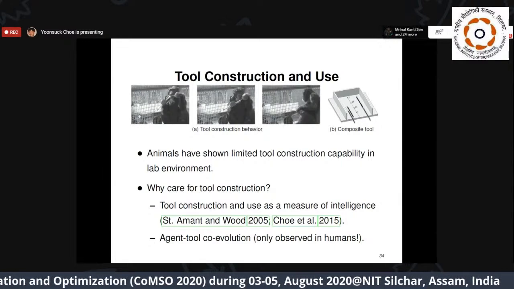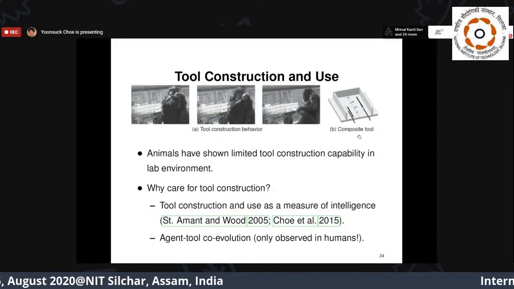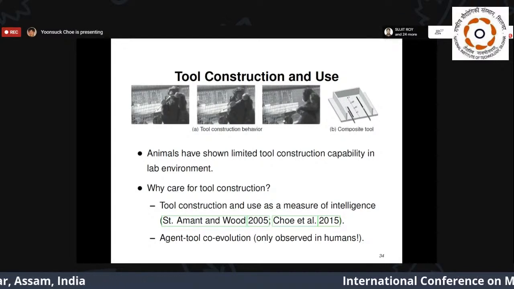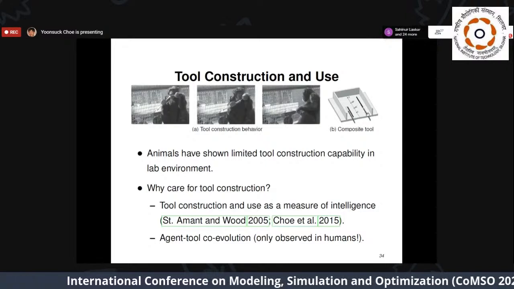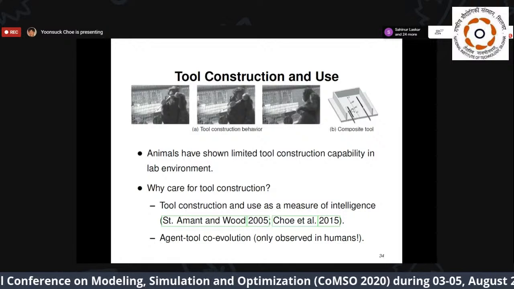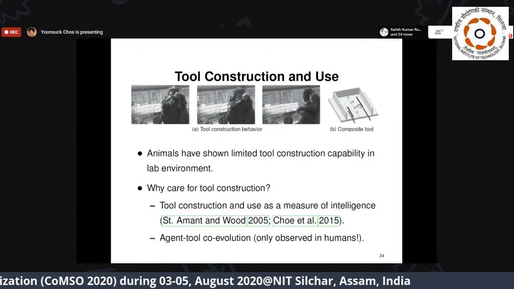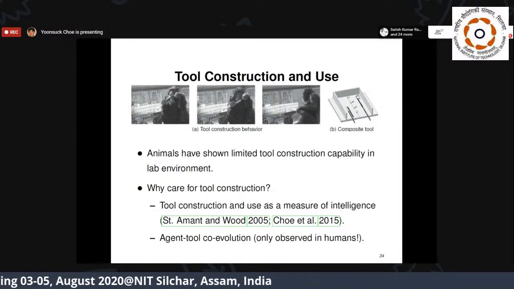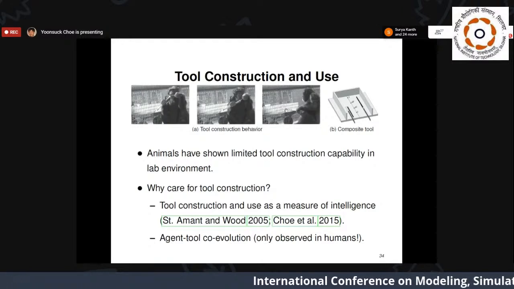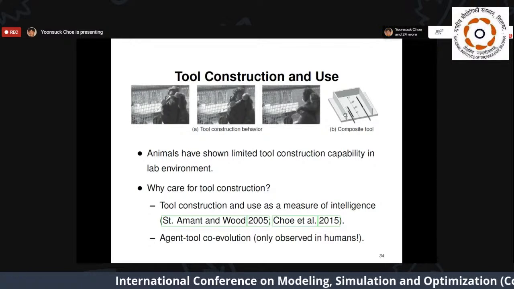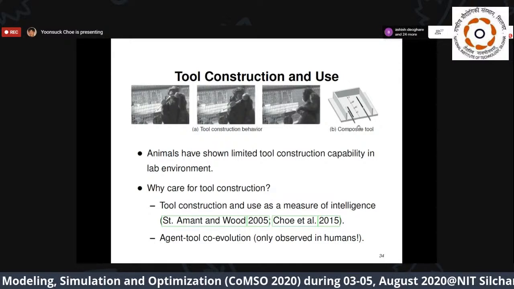Of course, in a lab environment, researchers have shown that chimpanzees with an appropriate setup can actually construct a composite tool by plugging this short stick into this pipe. It can create a longer stick to reach beyond this fence to get the food, right? But this was a very, very restricting environment.